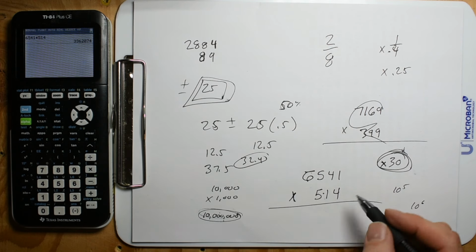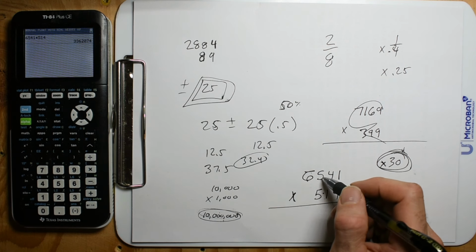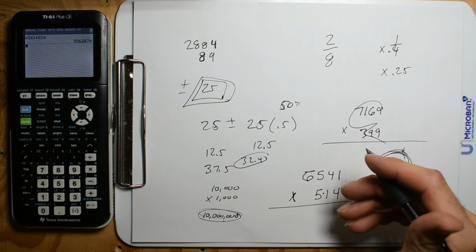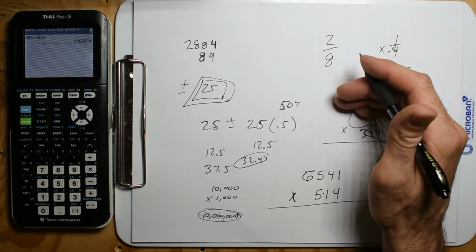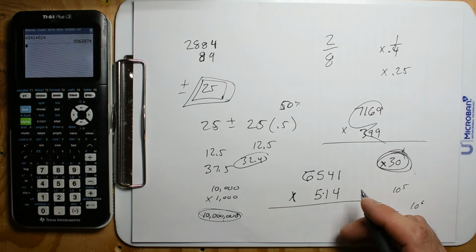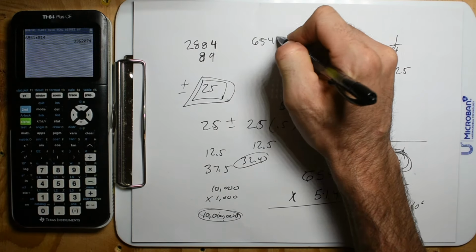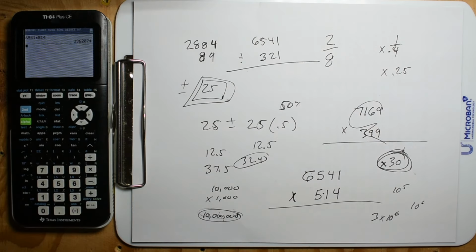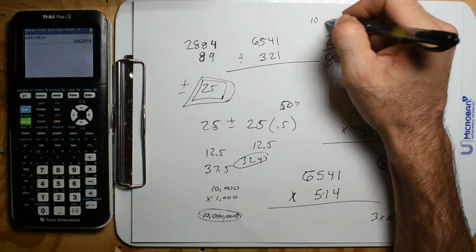So there's a lot of problems where you're just like, man, it makes no sense to round this up to 1,000. It doesn't make any sense to round this up to 10,000. And in some problems, maybe division's worse, where you're going to round one up, and then you're going to round the other one down. So let's do that. We're going to do 6541 divided by 321. Okay, hell yeah. So if you rounded this one up, you would go to 10,000.